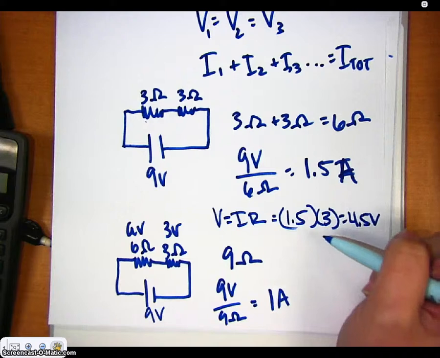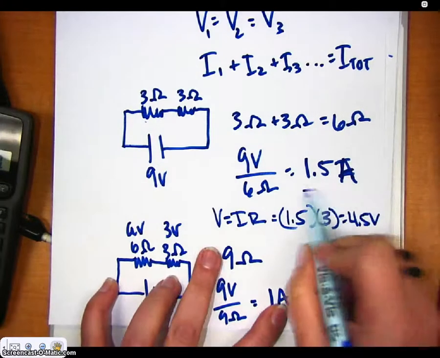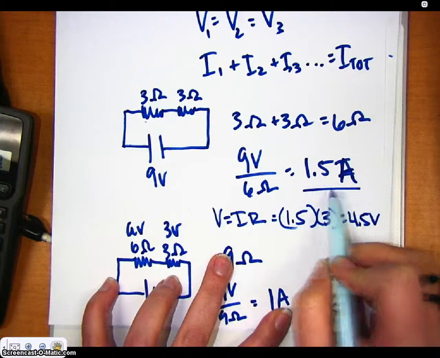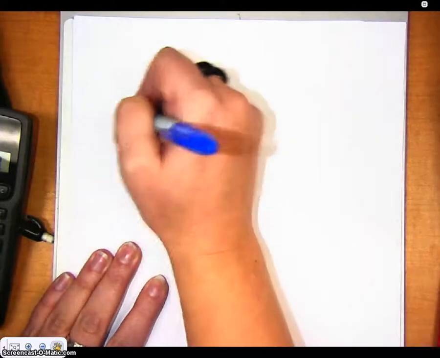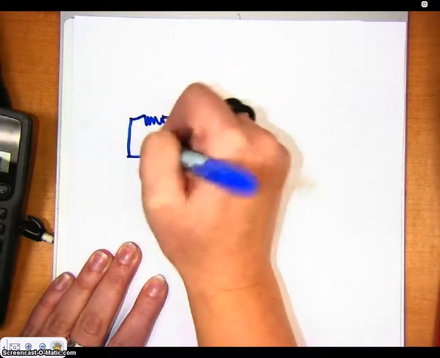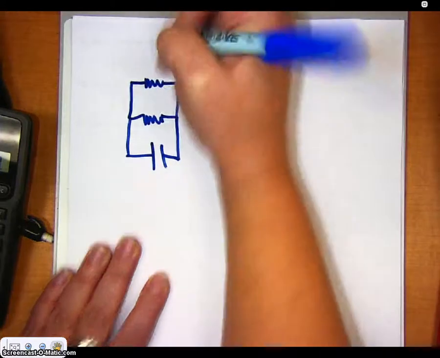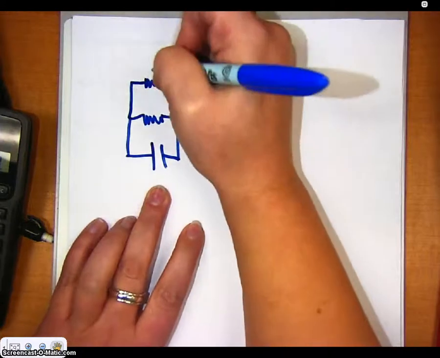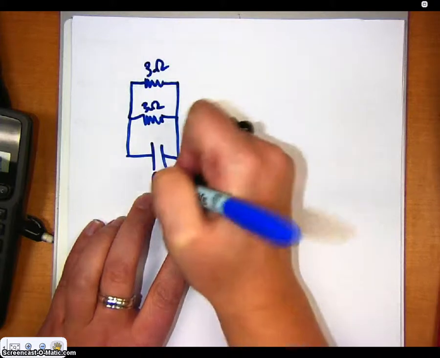So remember, the point of a parallel resistor is to increase current, right? So this decreases current, so we should get something higher than 1.5 when we put them in parallel, okay? So let's go ahead and just look at an example like that. So here you've got this, and then here. Okay, so this is 3 ohms and 3 ohms and 9 volts.